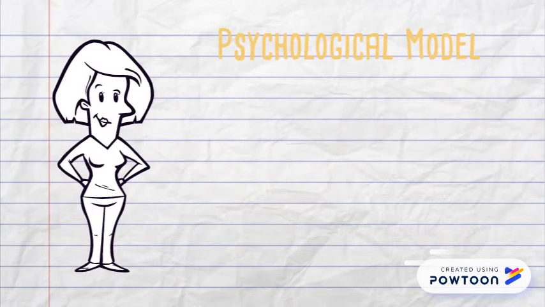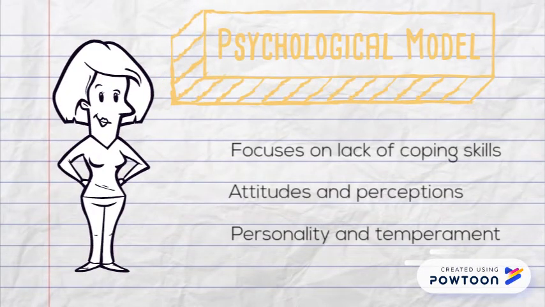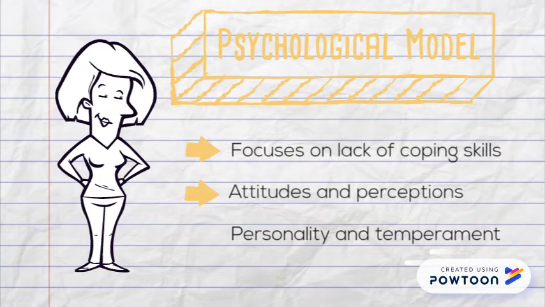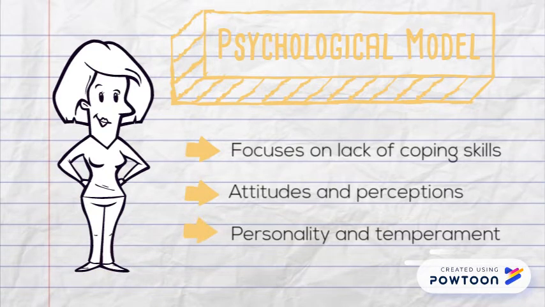First, we're going to start with the psychological model. This model focuses on a lack of coping skills within the individual. It also focuses on attitudes and perception that the individual already has, as well as their personality and their temperament.